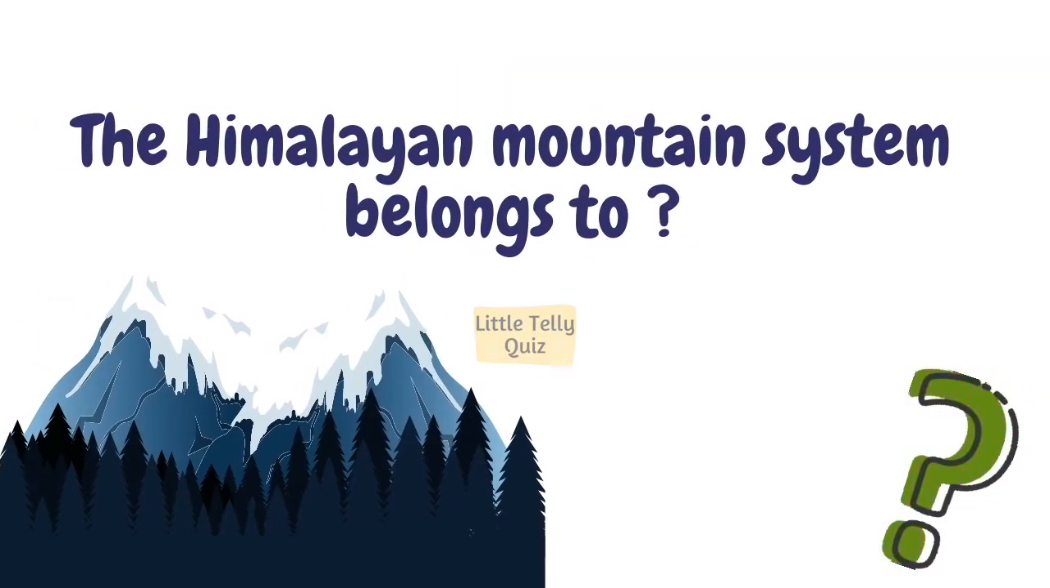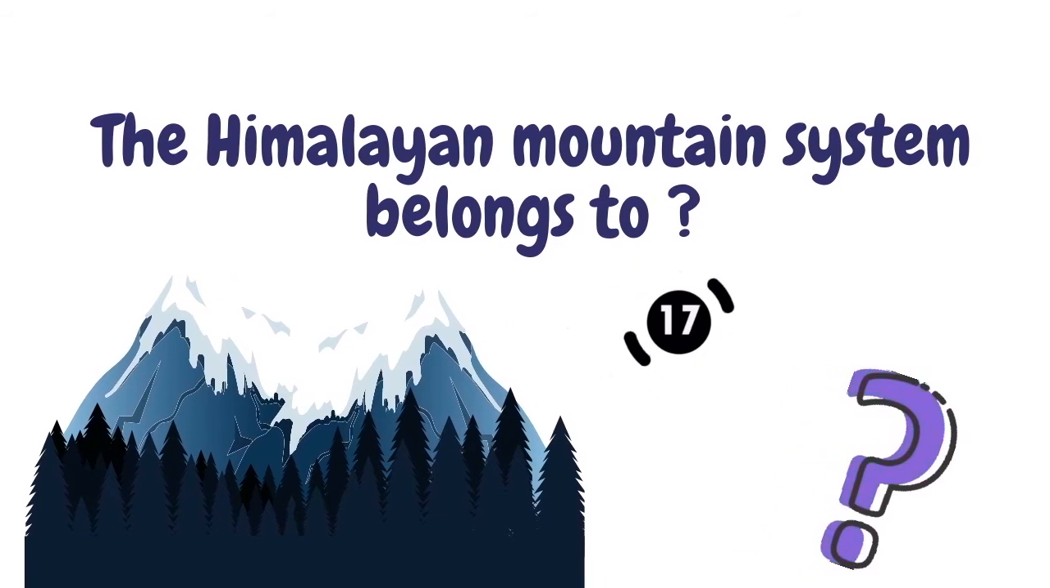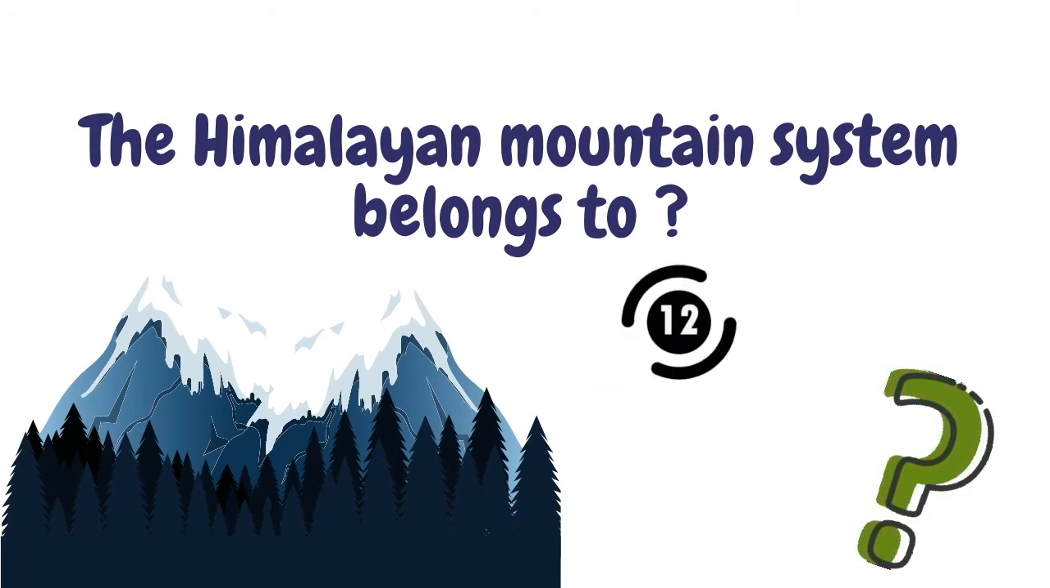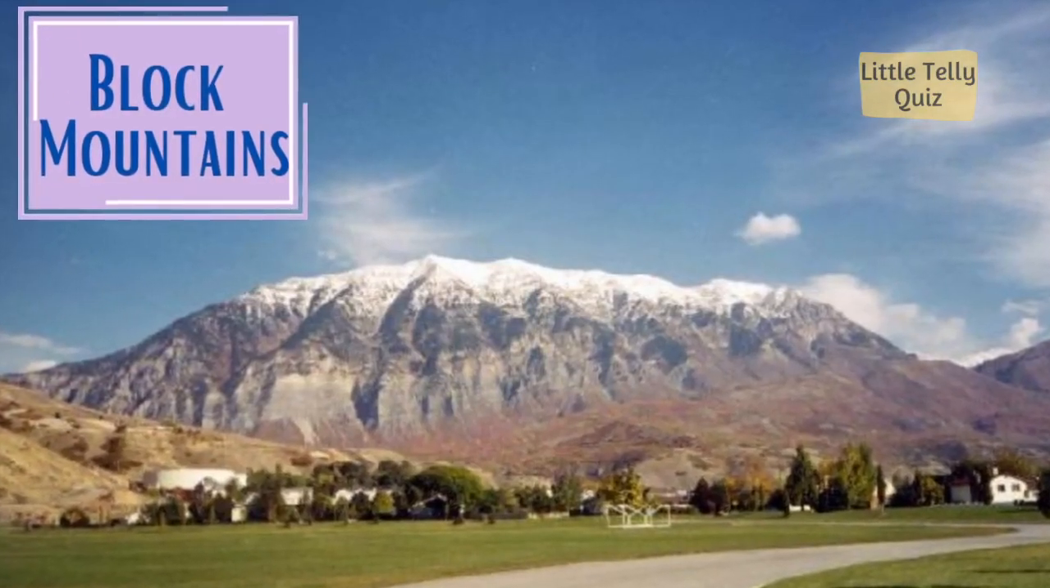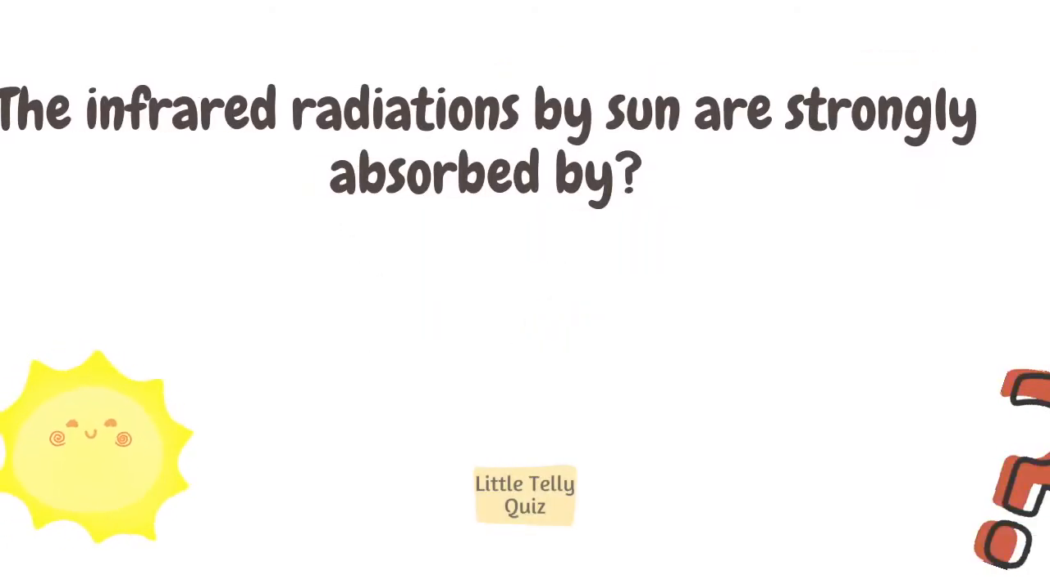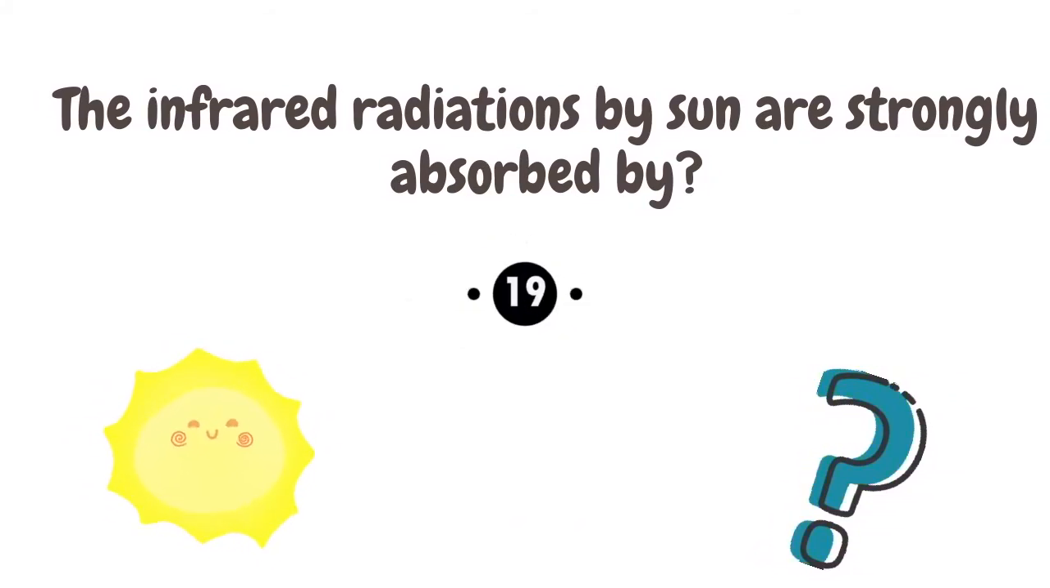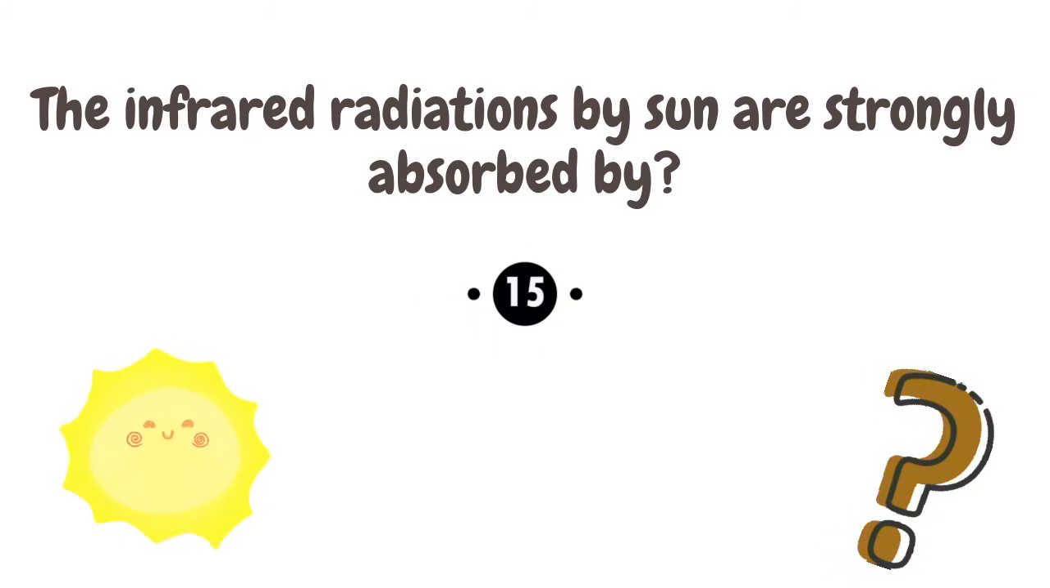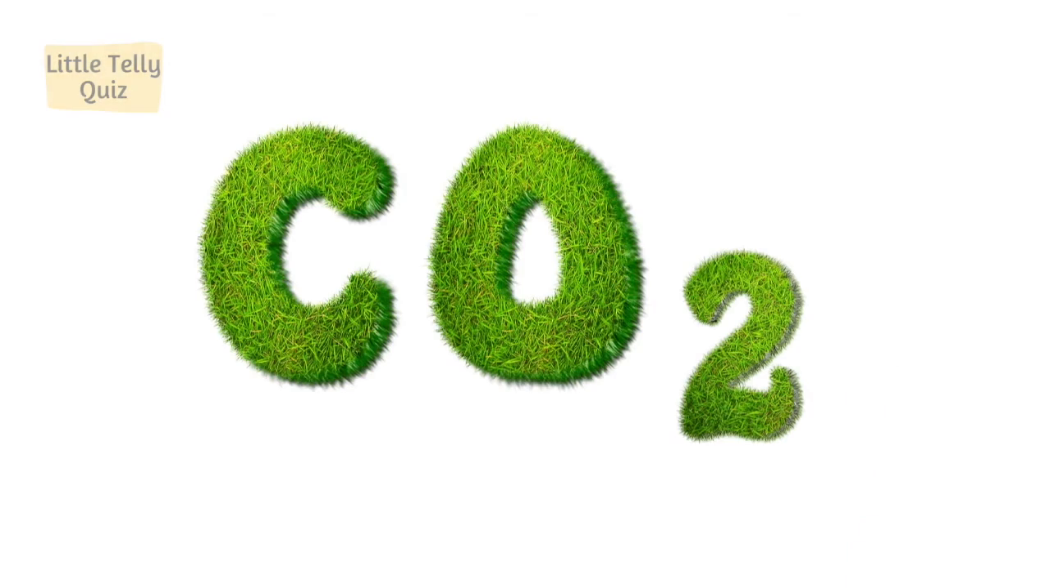The Himalayan mountain system belongs to... The answer is Black Mountains. The infrared radiations by sun are strongly absorbed by... The answer is carbon dioxide.